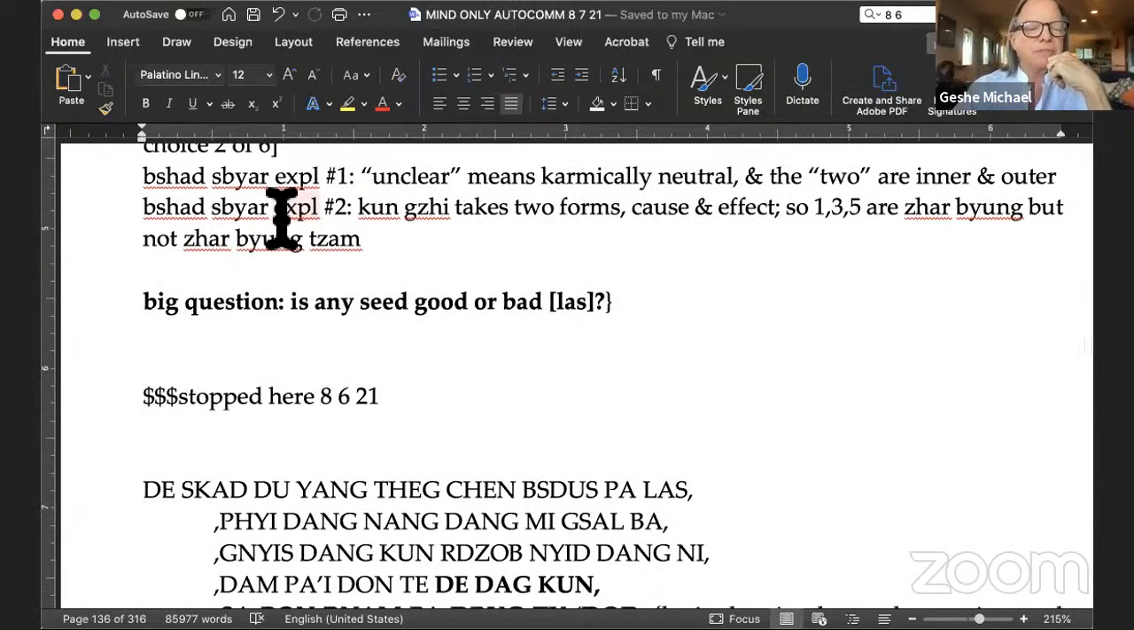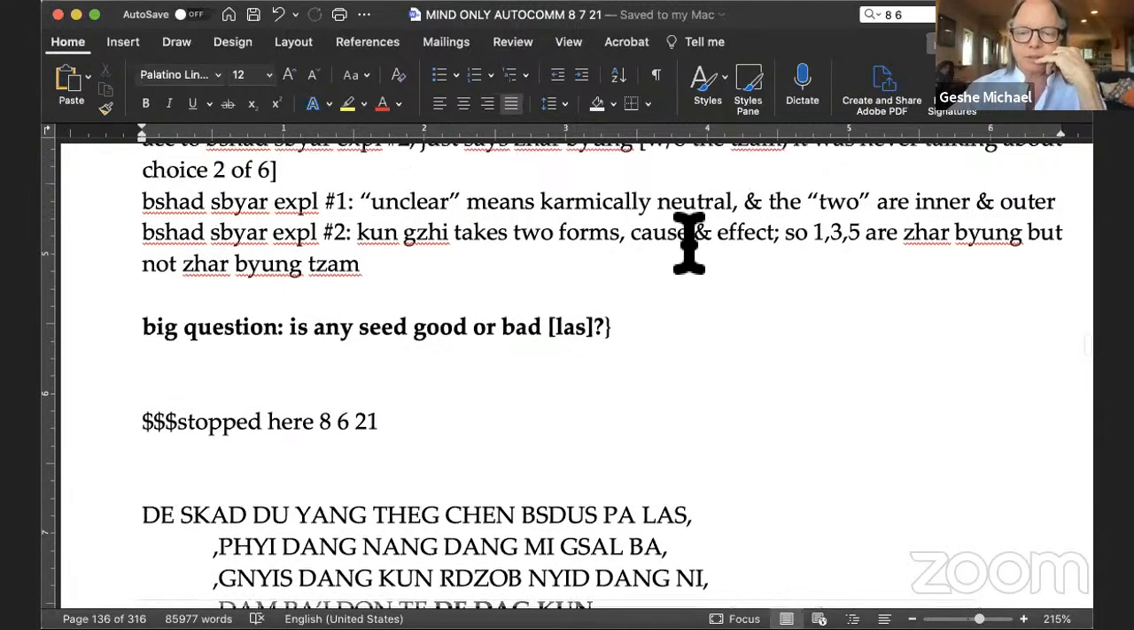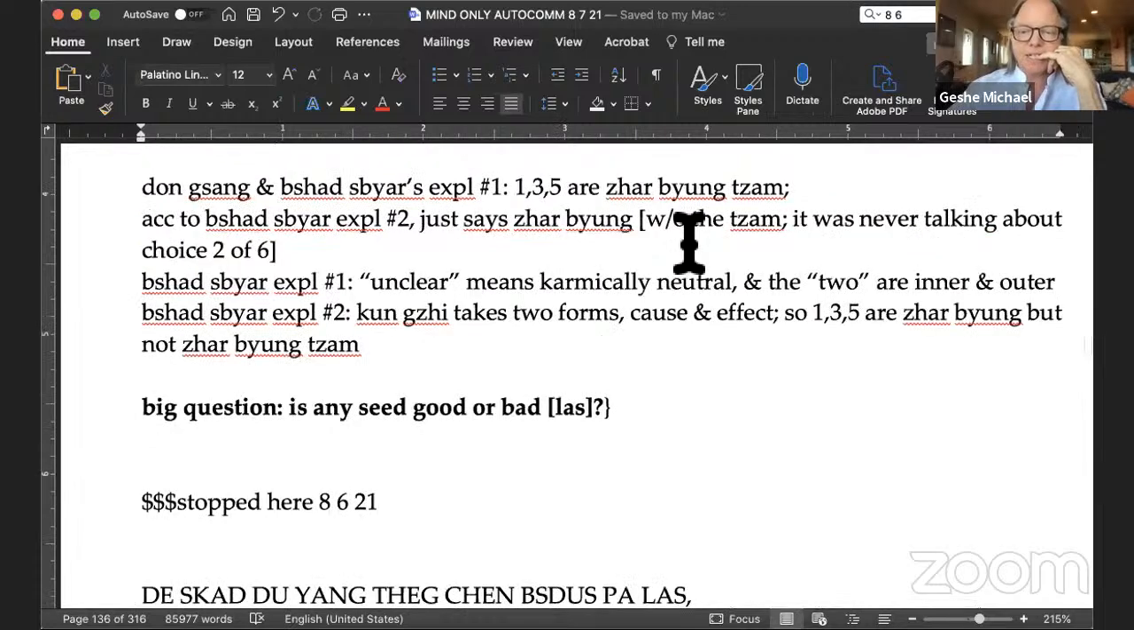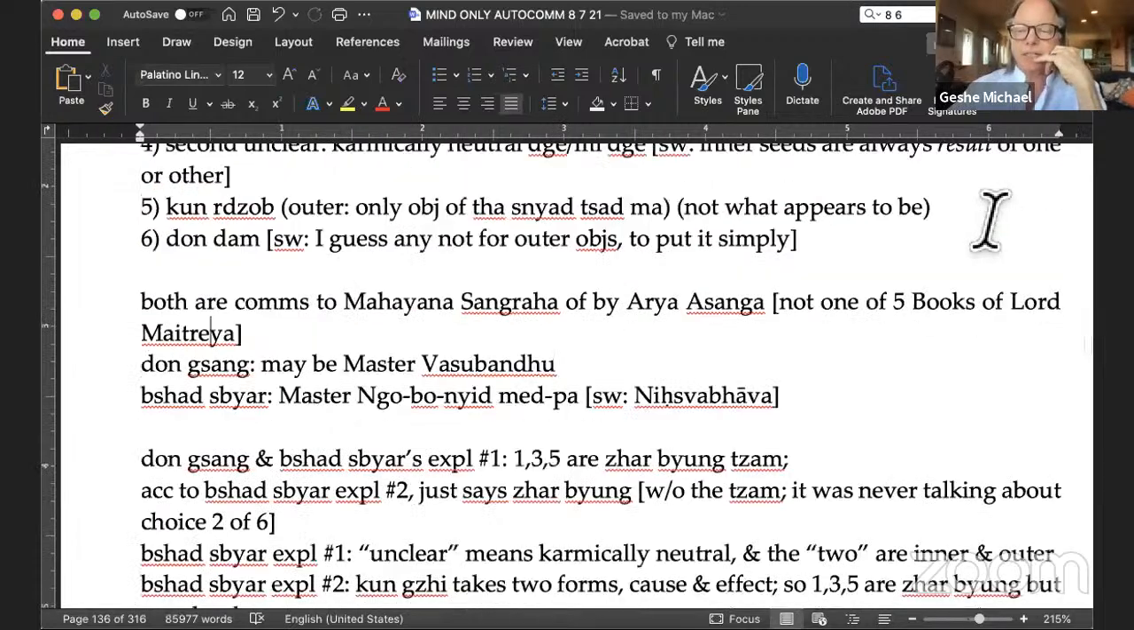The first explanation from Shejar says that unclear means karmically neutral. And the 2 under discussion is inner and outer, seeds for inner and outer. It doesn't relate to enlightened or samsaric.